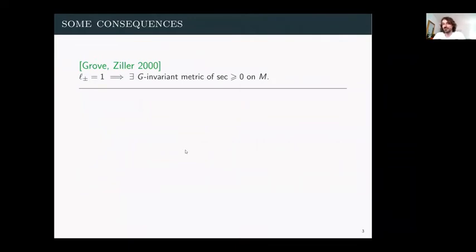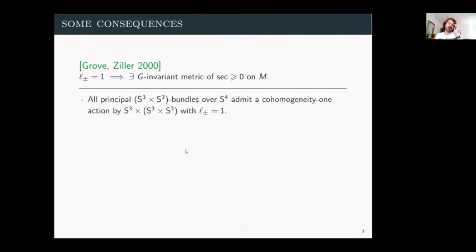So what did they do with this result? And how did they apply it? Well, they showed that all principal S3 cross S3 bundles over S4 admit a cohomogeneity 1 action by S3 cross S3 cross S3, and I purposely put the last two S3s in brackets here because this is supposed to be the principal action. And the codimension of the singular orbits for this action is 2, which means by their theorem, you get a metric with non-negative curvature. So let's look at how they did it.